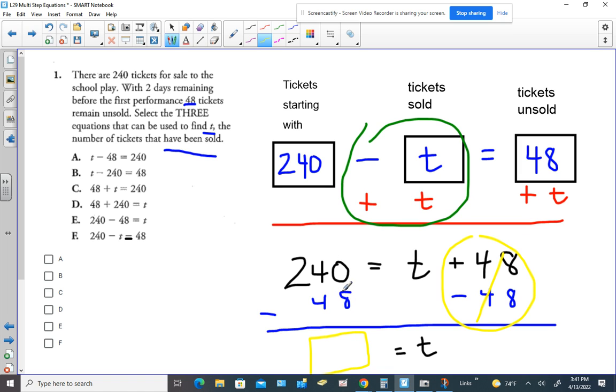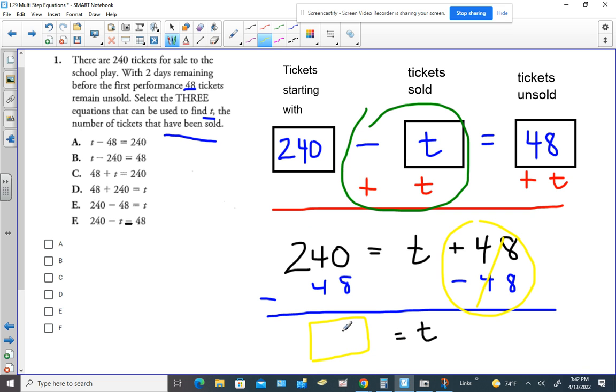Let me say that again. 240 minus 48 equals t. Is that even a choice? 240 minus 48 equals t. That might help you to identify that third one. But if you're still confused, whatever this number is, you'll substitute it in for t and pick all the ones that make the statement true when you put this answer in the place of t.